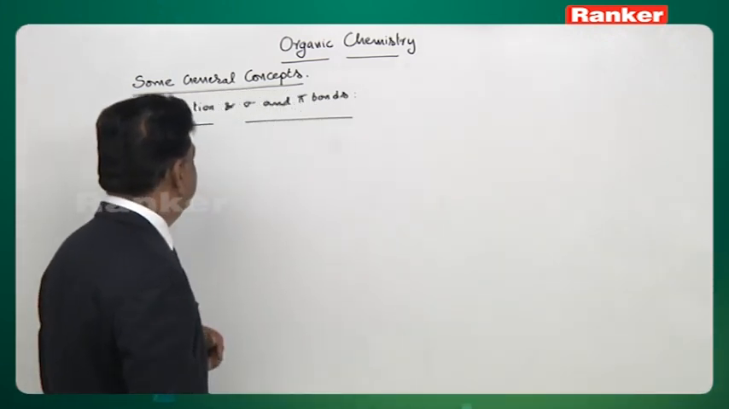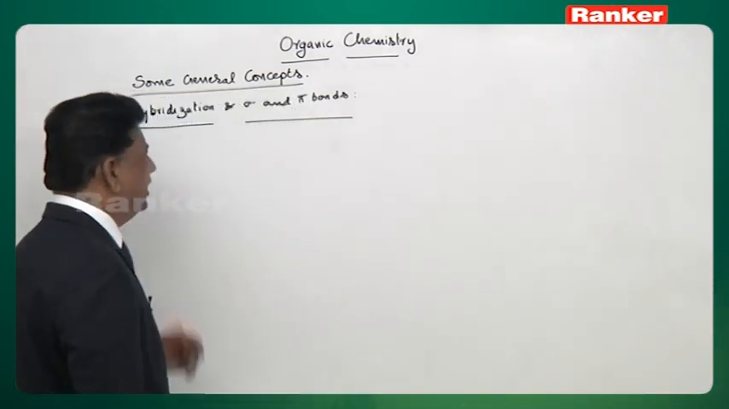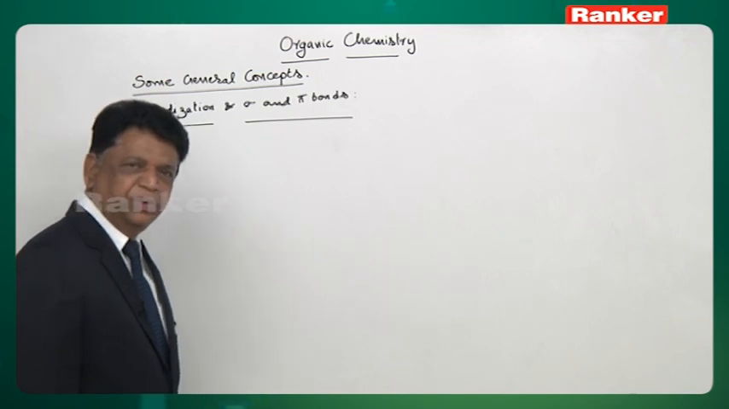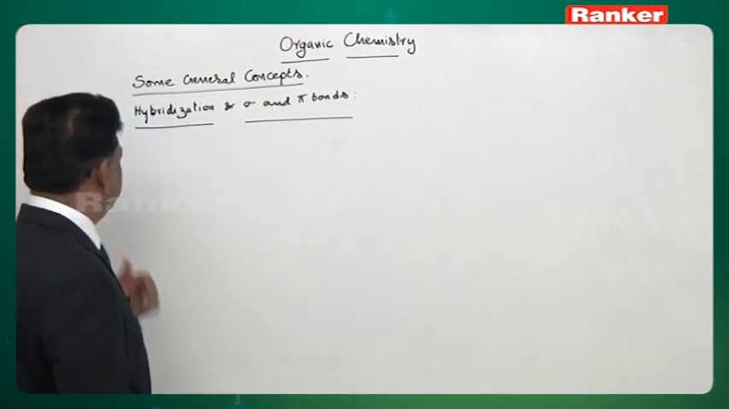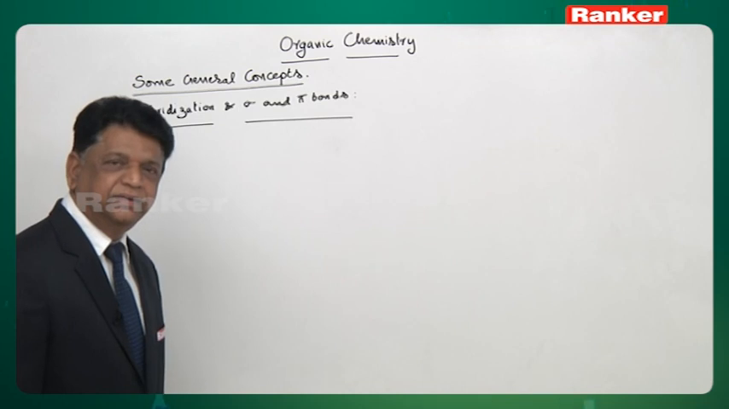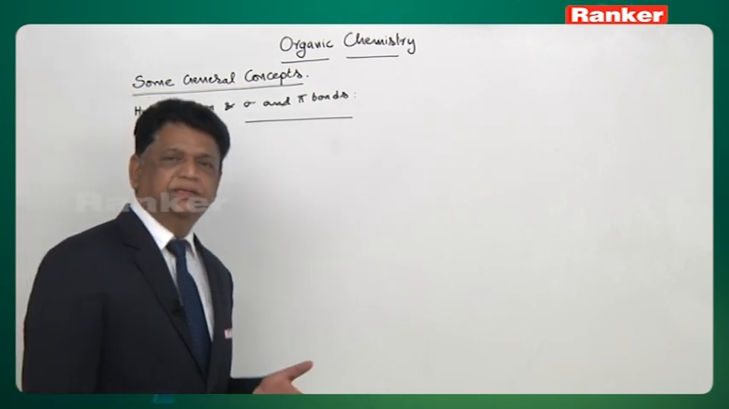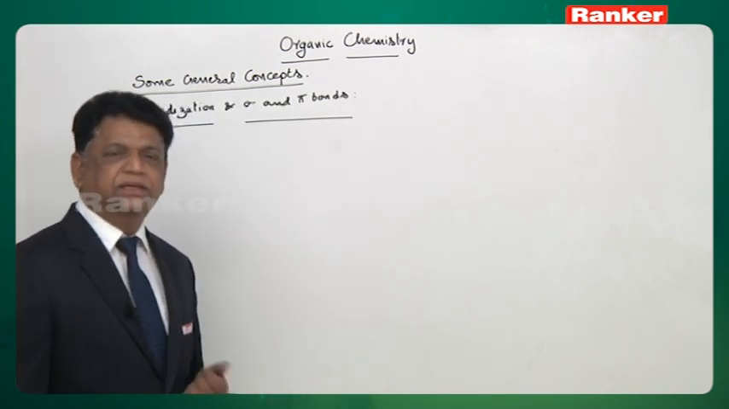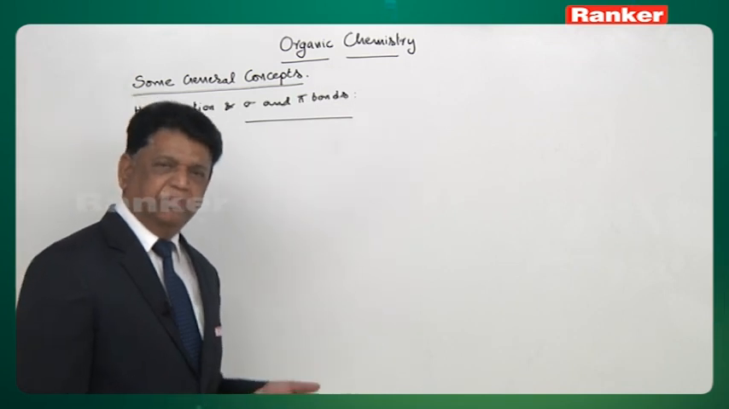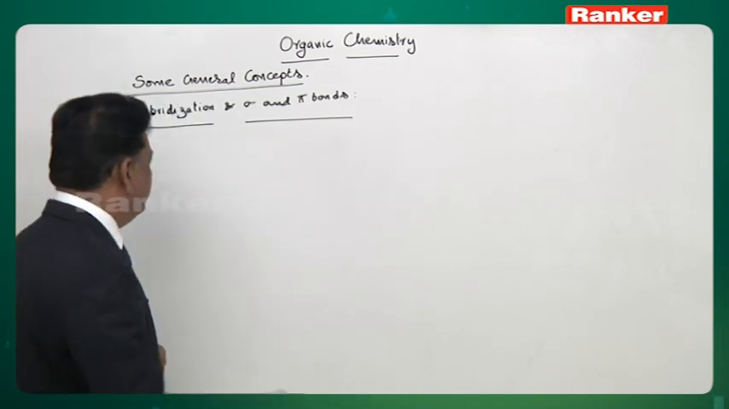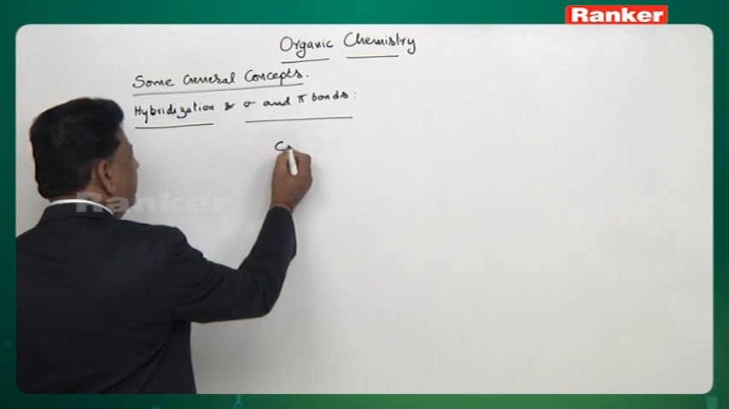First we are seeing some general concepts in organic chemistry. So, the first topic is hybridization, and due to the hybridization, how the carbon is making the sigma and the other type, pi bonds. So, let us take one example like a methane molecule.